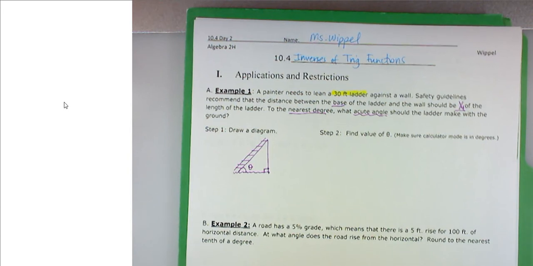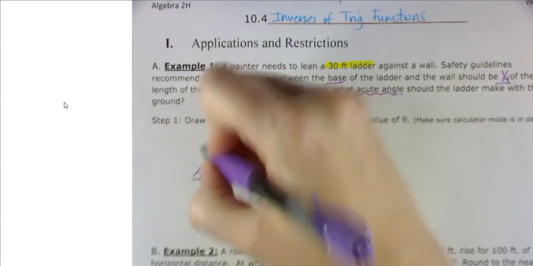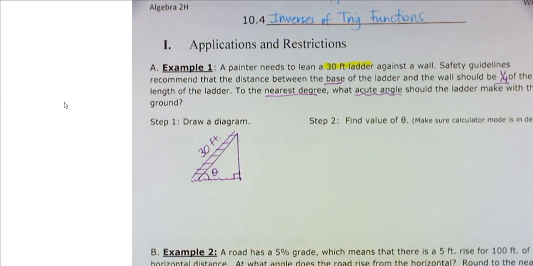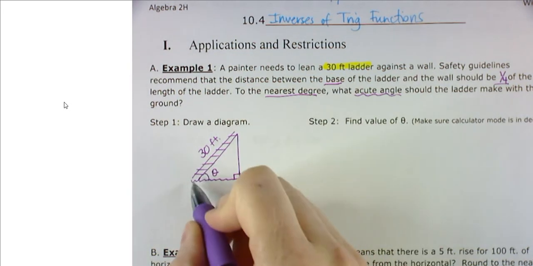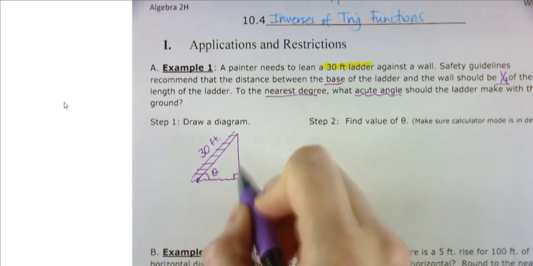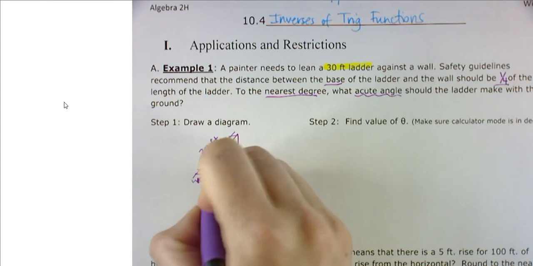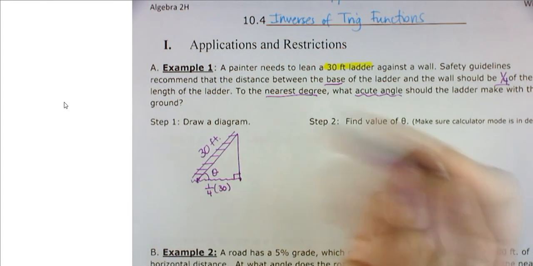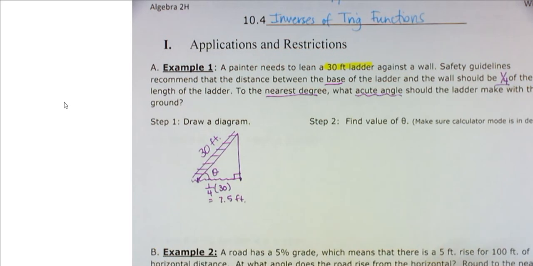Now, I do know that the ladder is 30 feet long. So this side of the triangle is going to be 30 feet. And it says the distance between the base of the ladder and the wall should be 1/4 of the length of the ladder. So that would be 1/4 of 30. If we do 30 divided by 4, we'll get 7.5 feet. And now we are going to find our theta value.